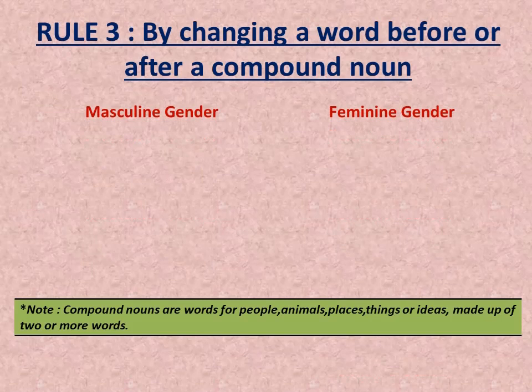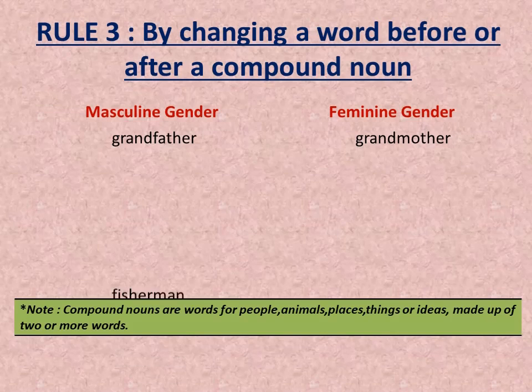For masculine gender, I am taking grandfather. So it's coming under compound noun. So its feminine gender is what? Grandmother. So we are writing the feminine gender by changing a word before or after a compound noun.